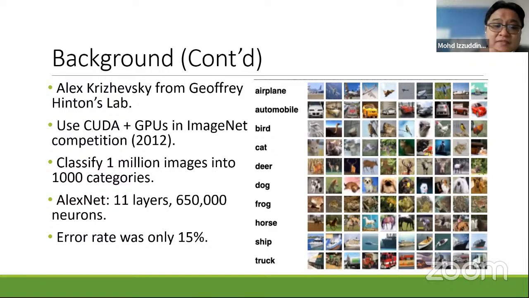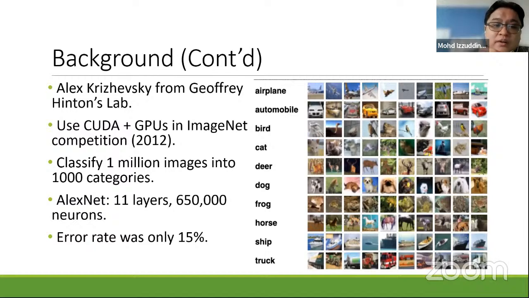Everybody has the same data set, and we wanted to see who can develop or design the best architecture. Alex's was called AlexNet, with 11 layers and 650,000 neurons. With the ability of the GPU, it could crunch all the data and do the training, and the error rate was only 15%. That was remarkable at that time. So he won this particular competition.